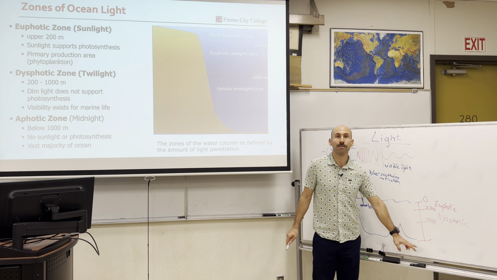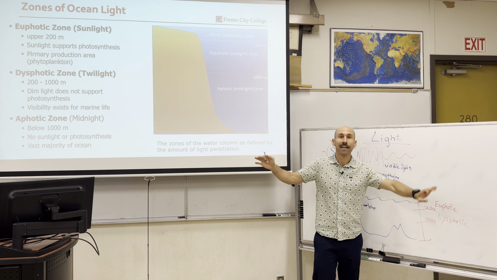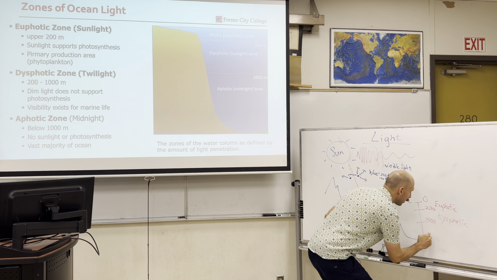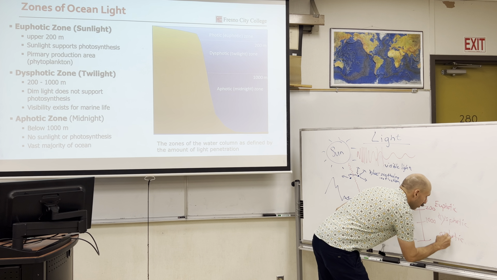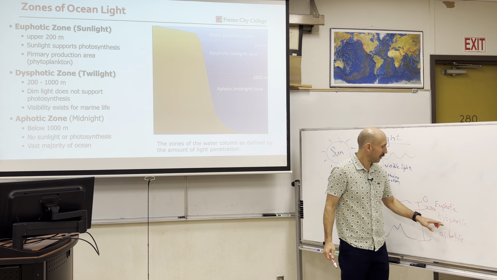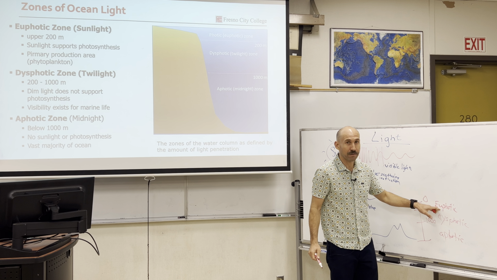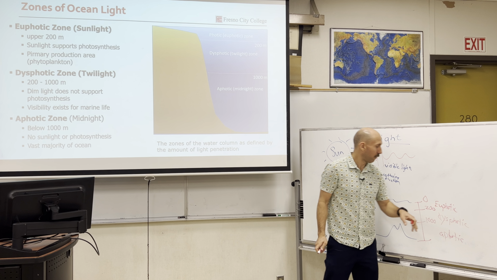And then below 1,000 meters, there's no more light left. It's called the aphotic zone. A is a prefix that means without. Without light, dim light. U is a prefix for good, good light.